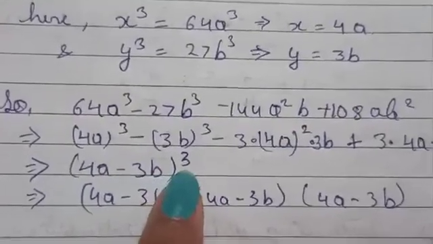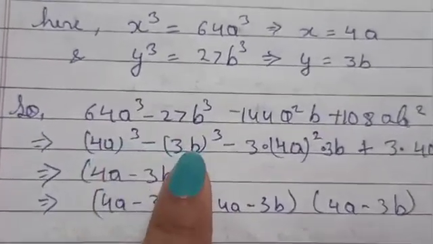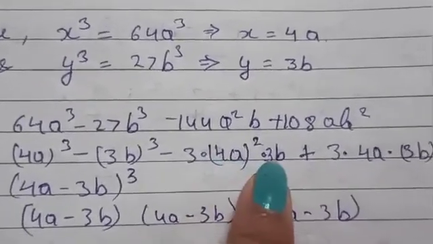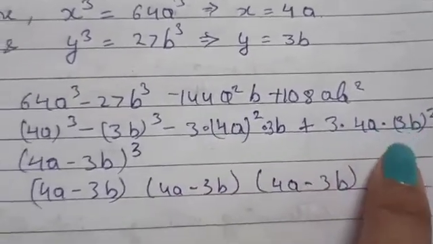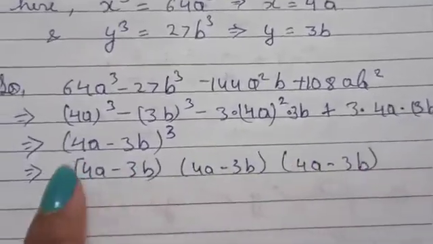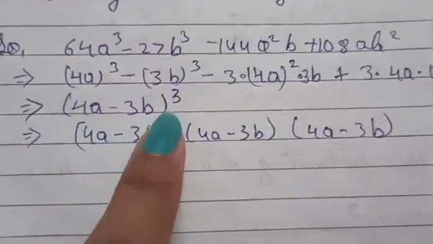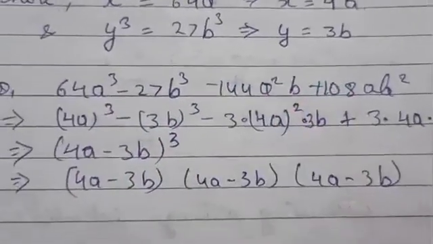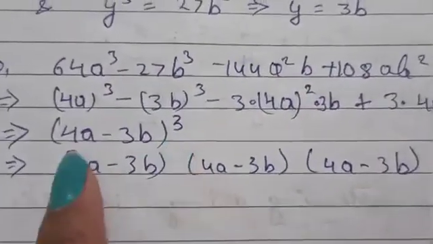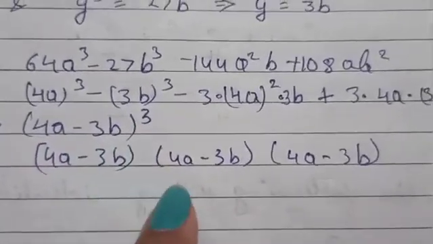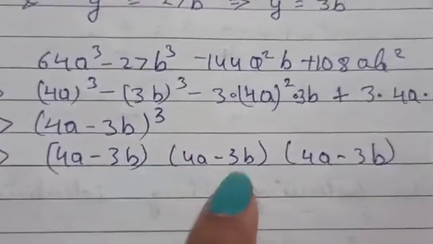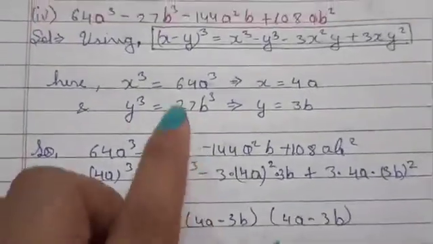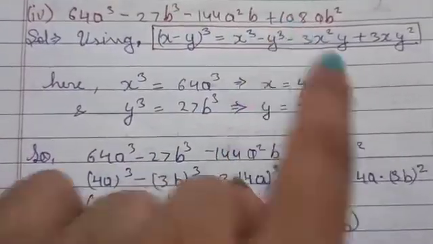4a minus 3b whole cube is what? 4a cube minus 3b cube minus 3 into x, 4a square into 3b plus 3 into 4a into 3b square. So 4a minus 3b cube is the factor of this expression, and cube means 4a minus 3b multiplying by itself 3 times. So 4a minus 3b into 4a minus 3b into 4a minus 3b are the 3 factors of this given expression.